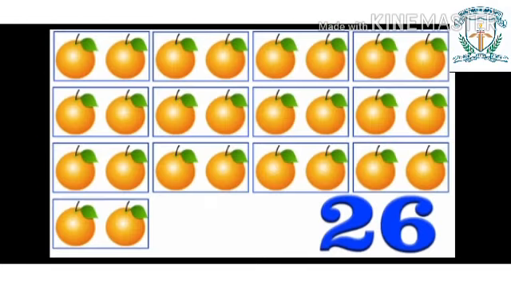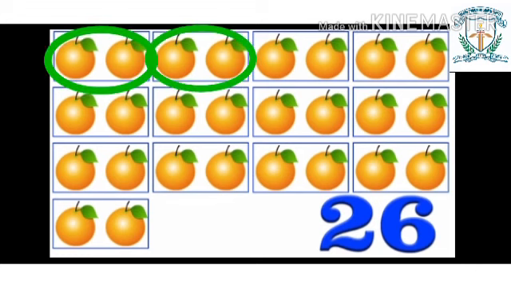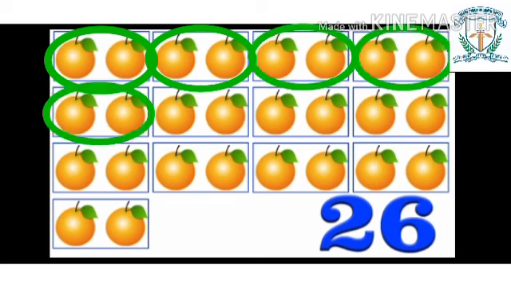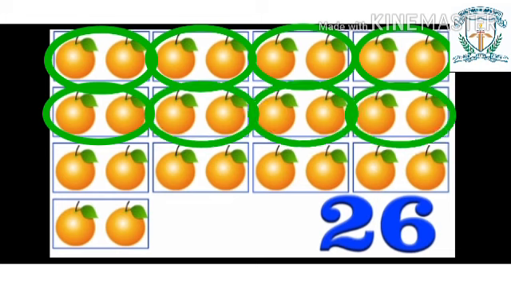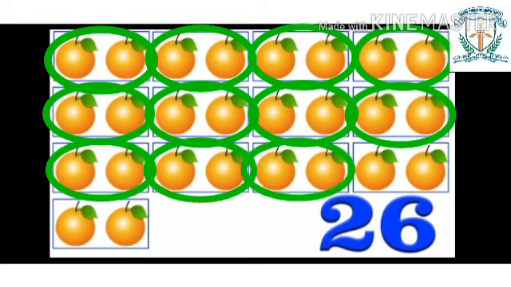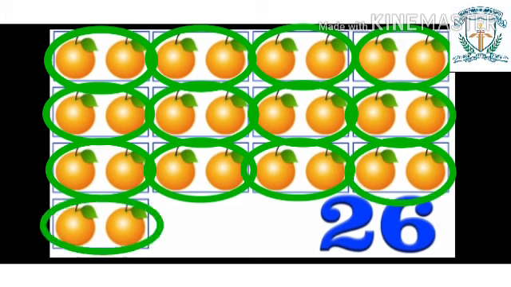26. Here also we can form pairs like this. 1 pair, 2 pairs, 3 pairs, 4 pairs, 5 pairs, 6 pairs, 7 pairs, 8 pairs, 9 pairs, 10 pairs, 11 pairs, 12 pairs, 13 pairs. Here it forms multiple groups of 2 without any remainder, so it is called an even number.